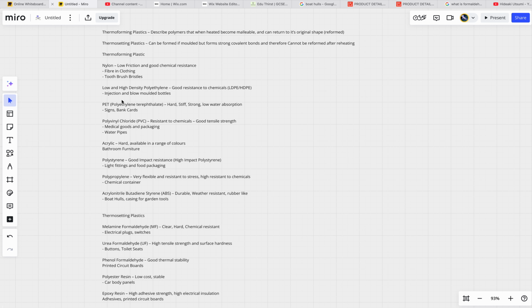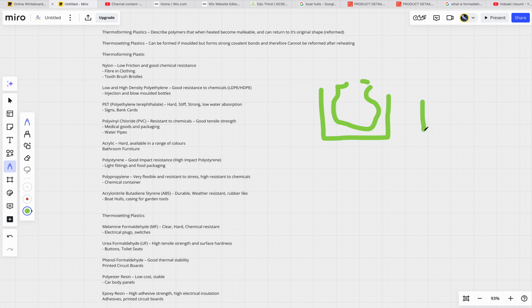And next, you also have to know about low and high density polyethylene. It has really good resistance to chemicals. High density polyethylene is slightly more expensive than low density polyethylene, and they could be used in injection and blow molded bottles. It's basically a process where you have a mold and you take some plastic, maybe low density polyethylene, and you inject some gas into it so it takes the shape of the container. That's essentially what that is.